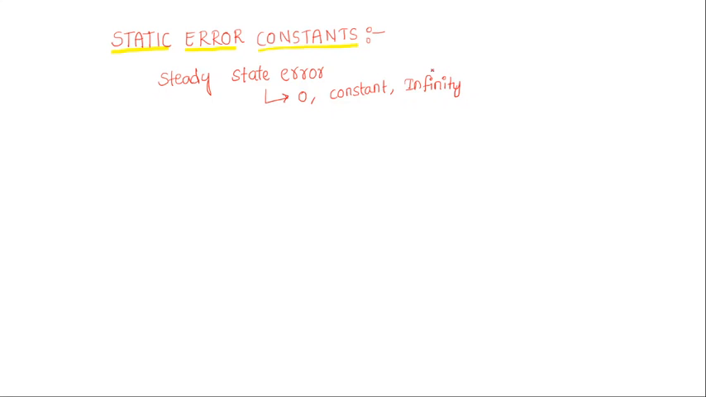So the value of steady state error depends on the type number and input signal. The value of steady state error depends on the type number. Already we know that the type is nothing but the number of poles at the origin, and it also depends on the input signal.